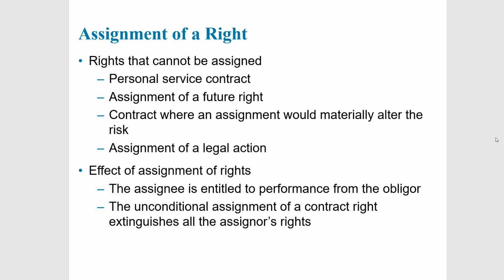If there's a contract where an assignment would materially alter the risk, an easy example would be an insurance contract. So if I have a car insurance contract and then my child turns 16, I couldn't assign that contract to them because the risk of a 16-year-old kid driving is much higher than the risk of a 40-year-old man like myself who's never been involved in a major accident.